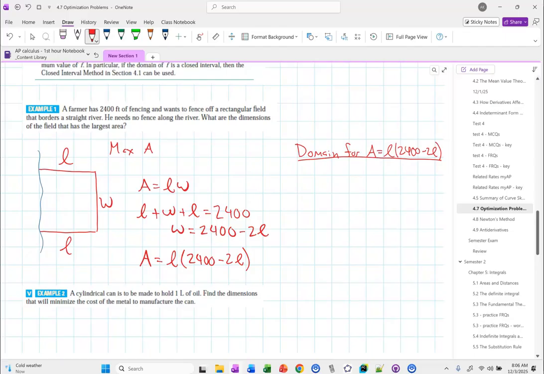So I'm going to ask myself, what's the smallest possible value of L that would still give me a sensible real-world answer? What's that? 0. That's correct. Because 0 times 2,400 minus 2 times 0 is 0. The smallest area that my fence could possibly contain would be 0, because it makes no sense to have negative areas. Is everybody okay with that?